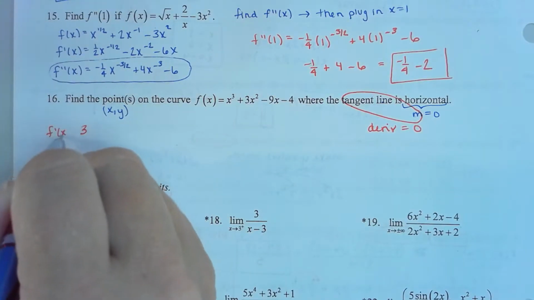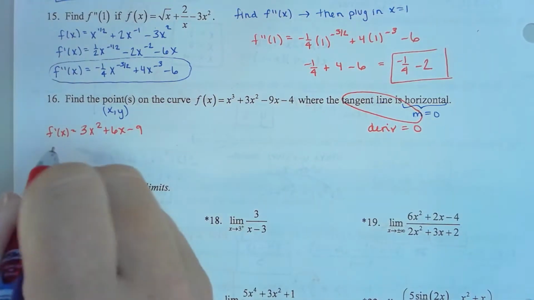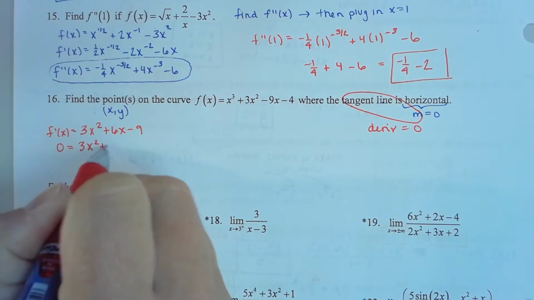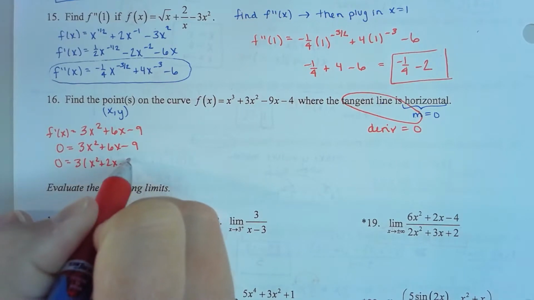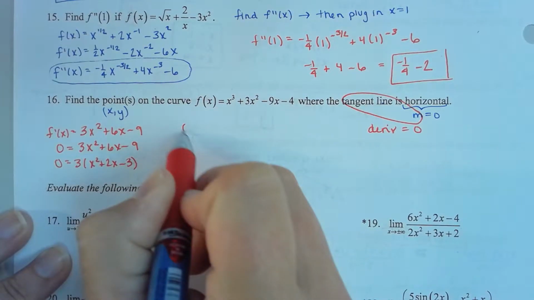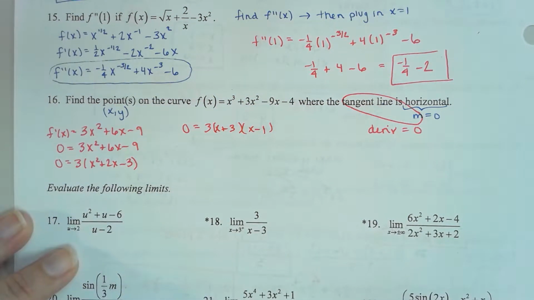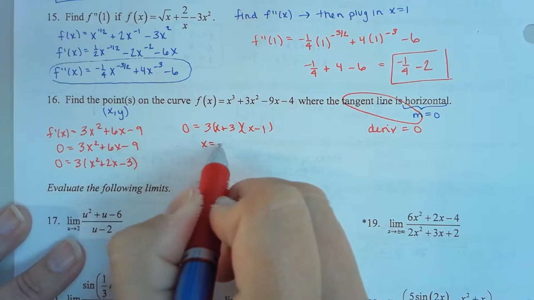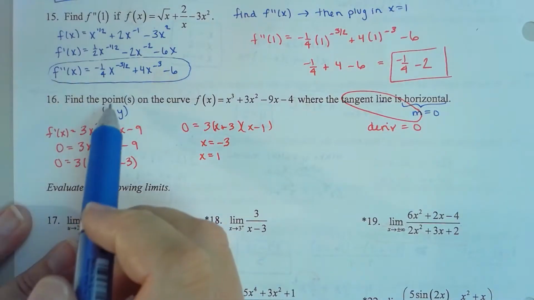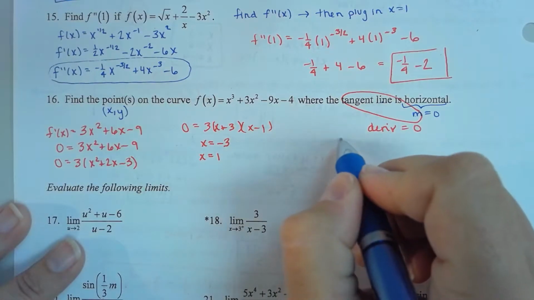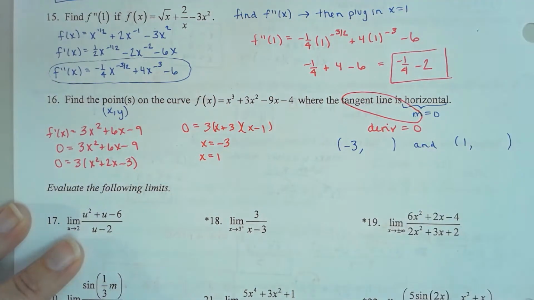Well, let's take the derivative. F prime of x equals 3x squared plus 6x minus 9. And I'm going to set that equal to 0 by first factoring out a 3 and then continuing to factor into x plus 3, x minus 1. So this will happen when x equals negative 3 and when x equals positive 1. And they said find the points on the curve. Well, I have the x coordinates. We're just going to go find the y coordinates that go with them.